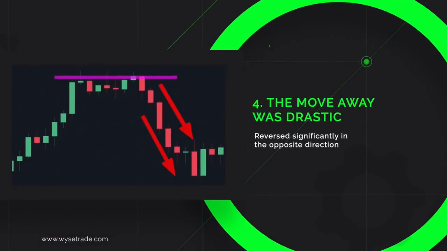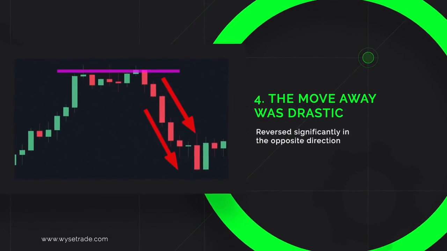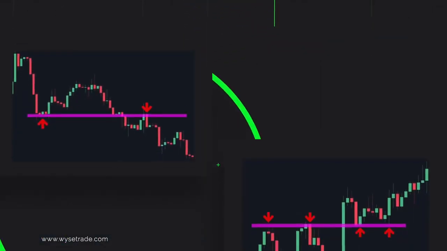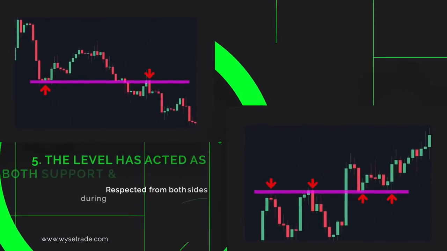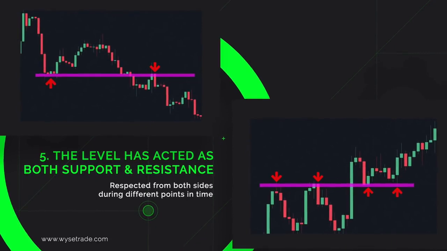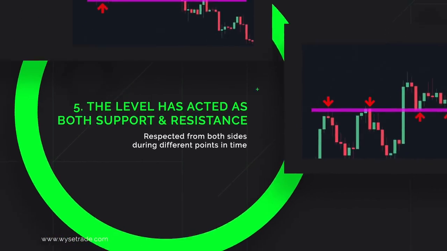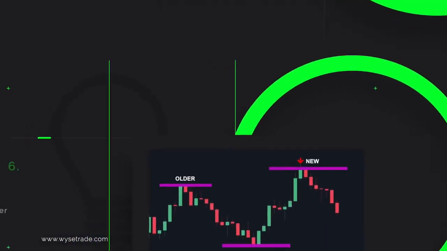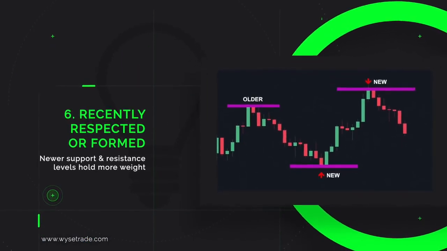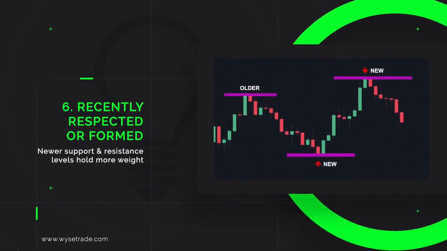4. The move away from the area was drastic. 5. The level has acted as both support and resistance, meaning it was respected from both sides. 6. The level was recently respected or formed in a recent time period.